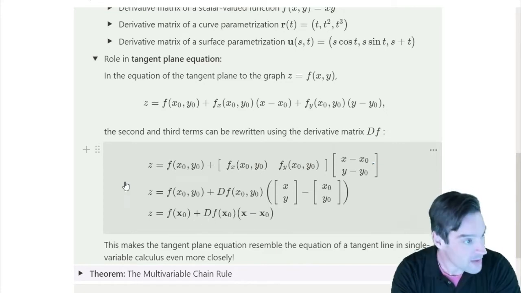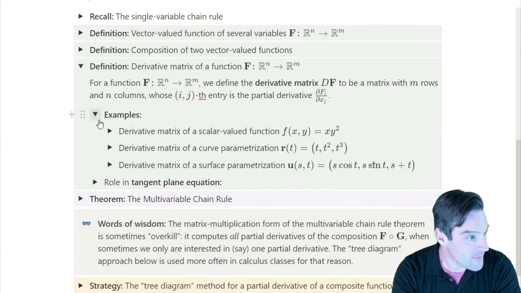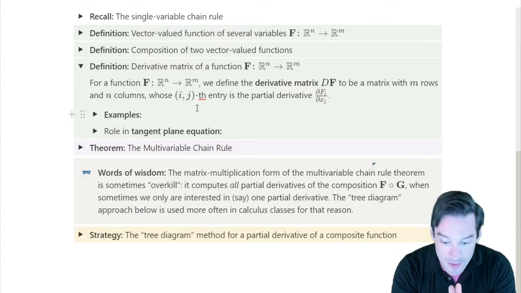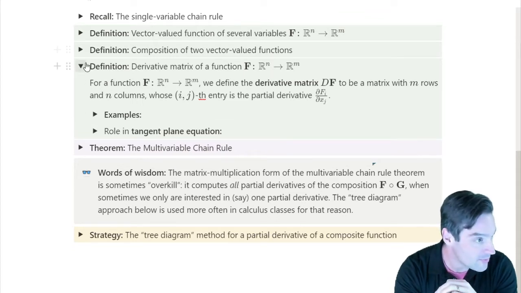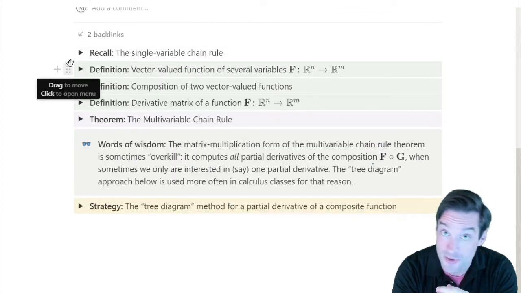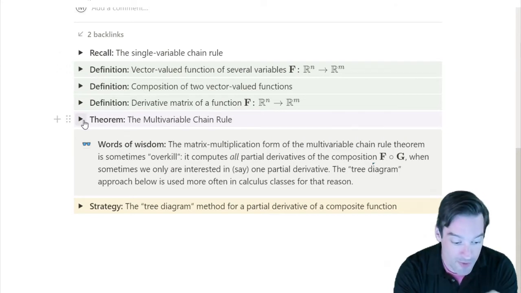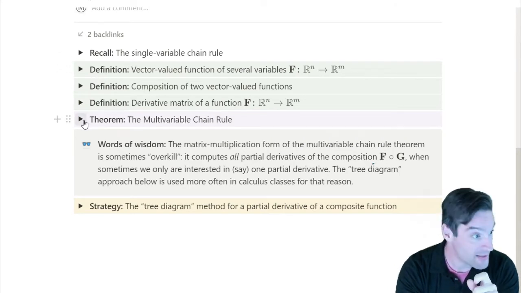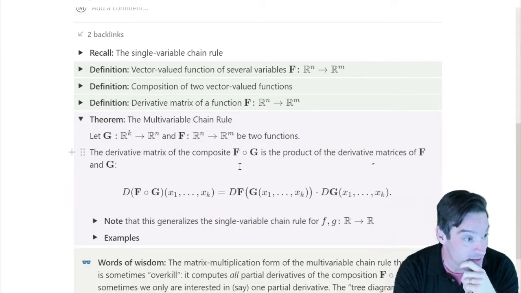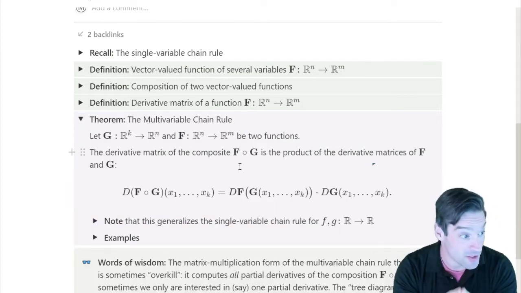Same thing, just with the x naughts and the x's being vectors now, and the derivative being represented by the derivative matrix. So the derivative matrix gives us a lot more powerful tools to use, because matrices have a very rich algebraic structure that you learn a lot more about in linear algebra. And so in this perspective, what the multivariable chain rule ends up looking like is exactly like the original single variable chain rule.